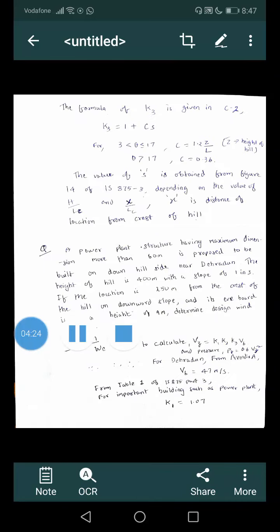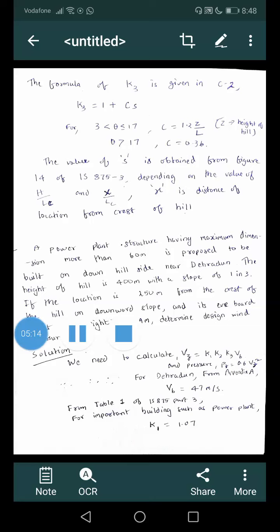Now the place is Dehradun. From Appendix A you have to find the Vb value. Similarly, after finding the Vb value you have to find the K1 value. So this is Appendix A of IS 875. For Dehradun you can see the basic wind speed is 47 meter per second. Okay, so Vb is 47.